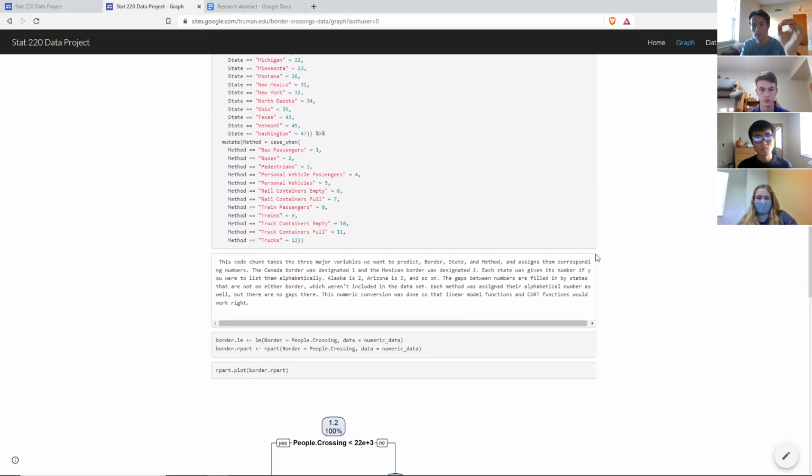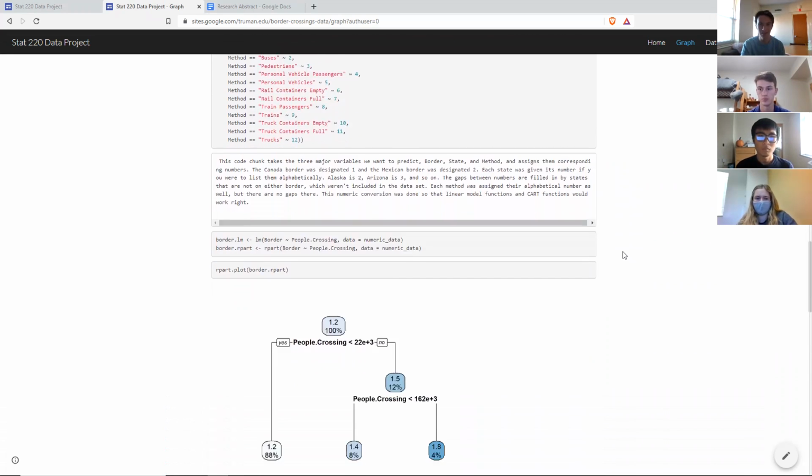We did this so that the linear model, the lm command, and the CART models would work, because when we tried to do them with the normal factor variables, it didn't work. So we had to convert those into numeric data so that we could use them correctly.